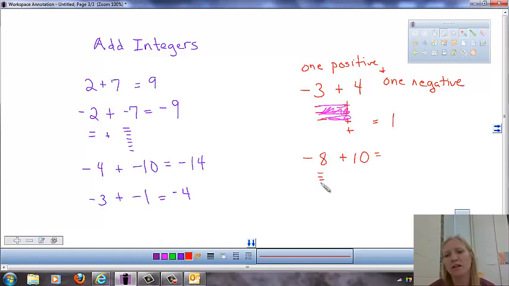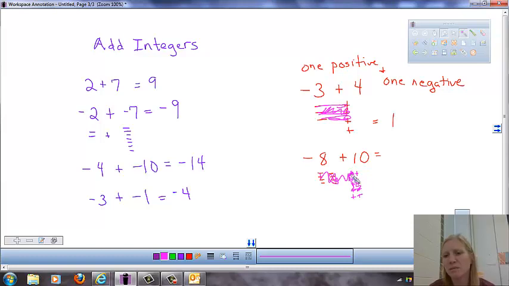So I'd have 8 negative signs, 1 negative, 1 positive, and then I'd have 10 positive signs. I'd have lots of positives. I don't know if I can even write them all down. And 8 of these are going to go away.